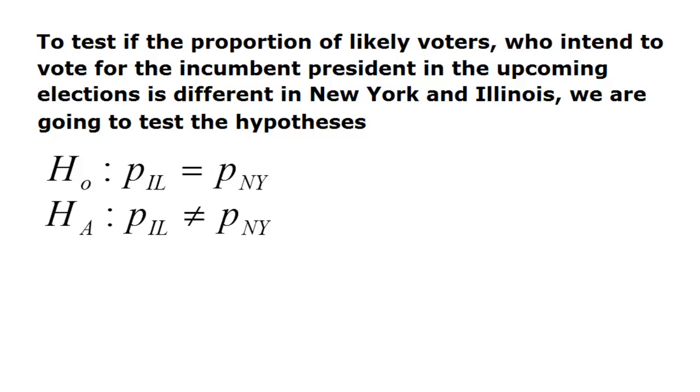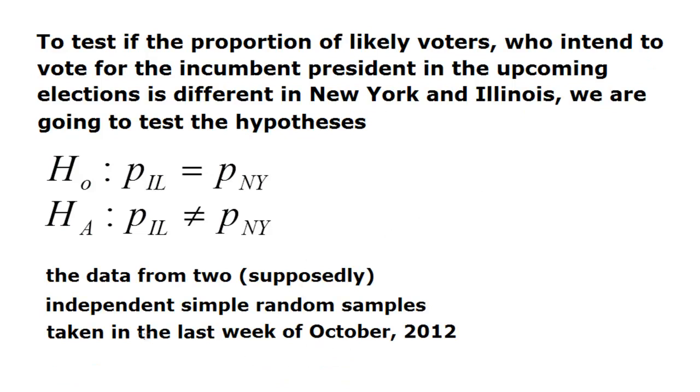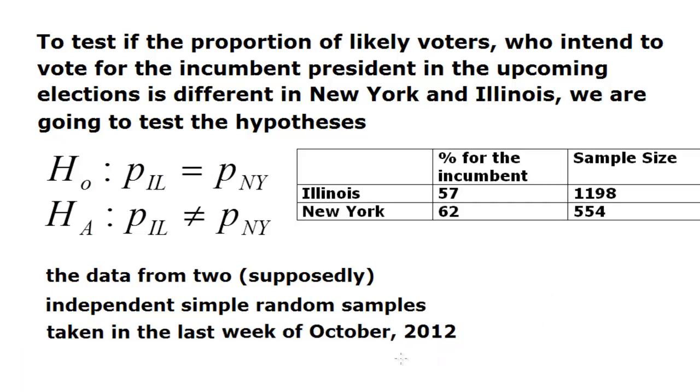So now we are taking up the question of testing a hypothesis for two population proportions. Here we have the null hypothesis that these two population proportions are the same versus that they are different. Okay, and then we have the data, and they are from independent random samples.